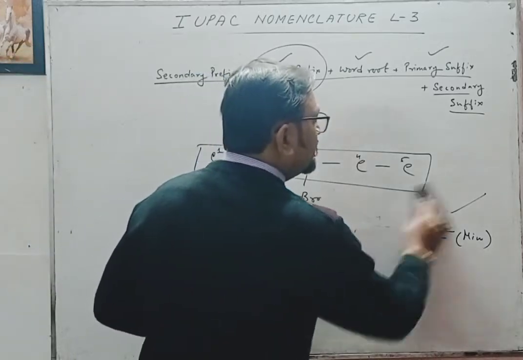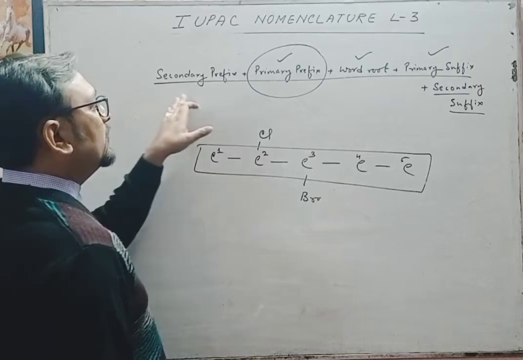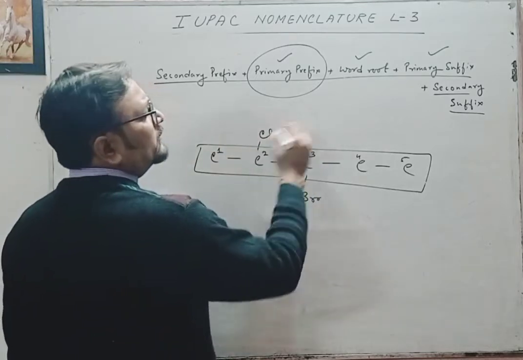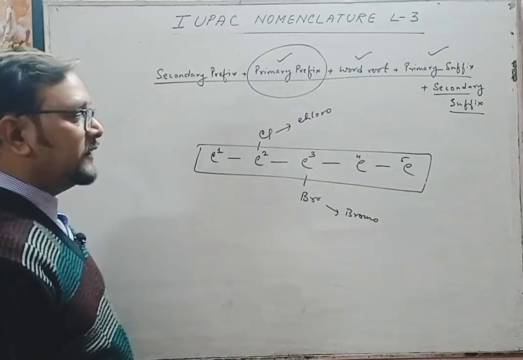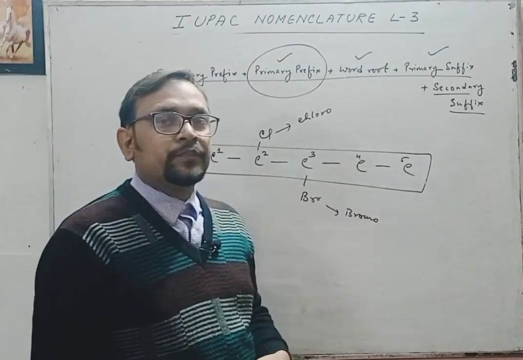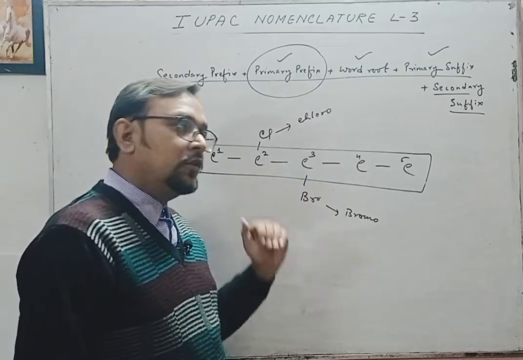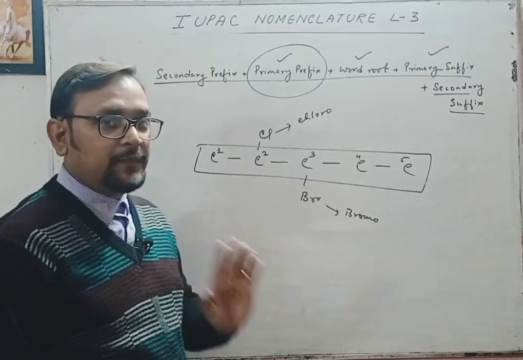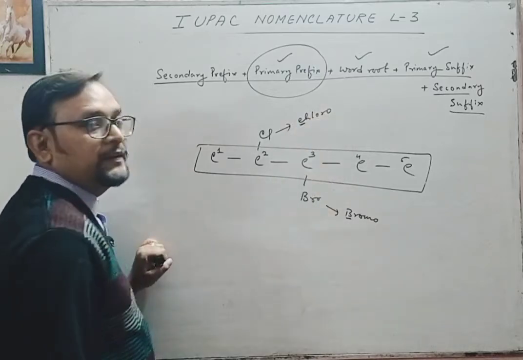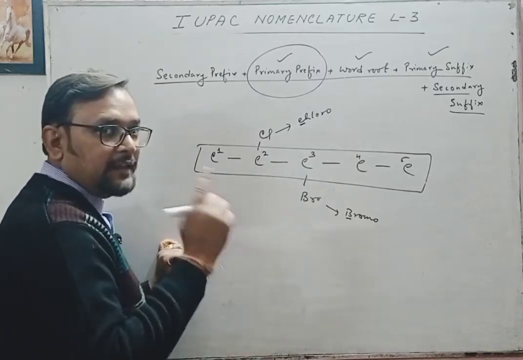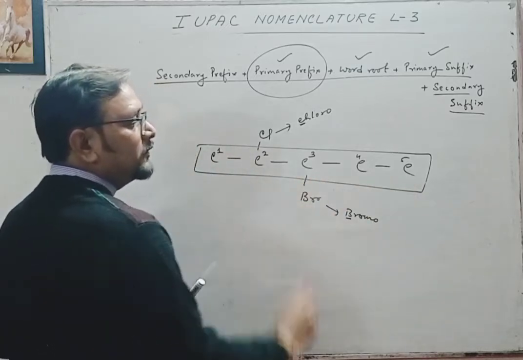Next, once the numbering is done, what is the name of this substituent? I mean, what is the secondary prefix for this substituent? The secondary prefix for this substituent is chloro, and for this we will use bromo. Now, while writing the name, I have to follow alphabetical order. Two substituents are there, bromo and chloro. The name of one starts with B and the other with C. So which alphabet comes first? B comes first. So when I start the name of this compound, I will start with bromo.